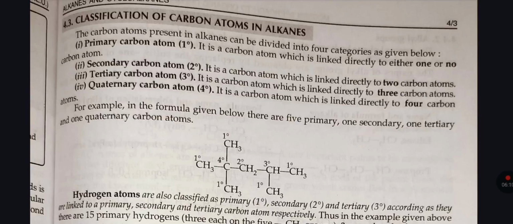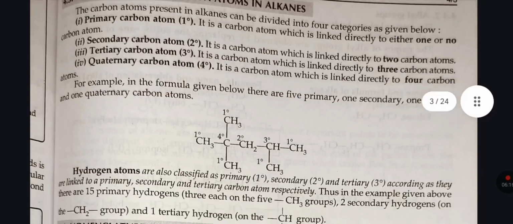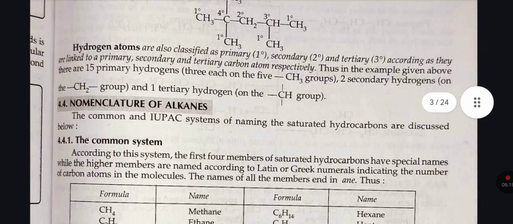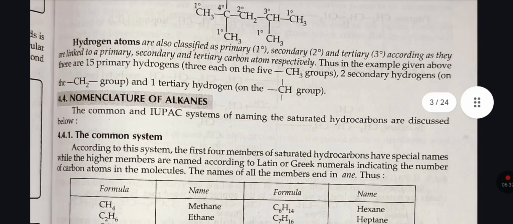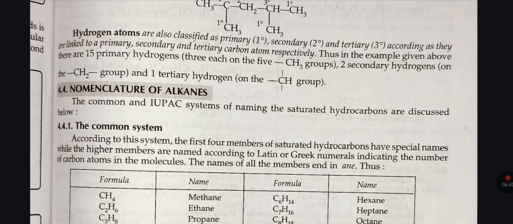For example, in the formula given below, there are 5 primary, 1 secondary, 1 tertiary and 1 quaternary carbon atom. Hydrogen atoms are also classified as primary, secondary and tertiary accordingly as they are linked to a primary, secondary and tertiary carbon atom respectively. Thus, in the example given above, there are 15 primary hydrogens, 3 each on the 5 CH3 groups, 2 secondary hydrogens on the CH2 group and 1 tertiary hydrogen on the CH group.